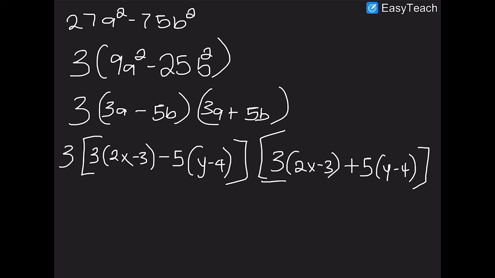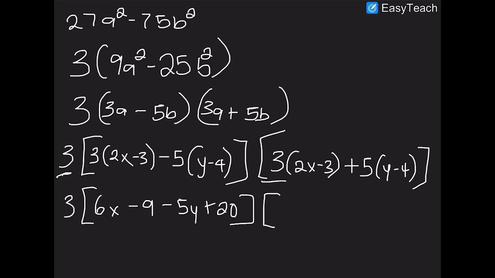Then we're going to get our final answer. Remember, this 3 on the side right here needs to come down with it. It's not really doing much, but it still needs to come down with it. So 3 times 2 would be 6x minus 9. And then, now, I can get rid of the brackets at this point if I want to. So we have negative 5y plus 20. And then we're going to do the same here. We're going to have 6x minus 9. This time, we're going to have positive 5y minus 20.